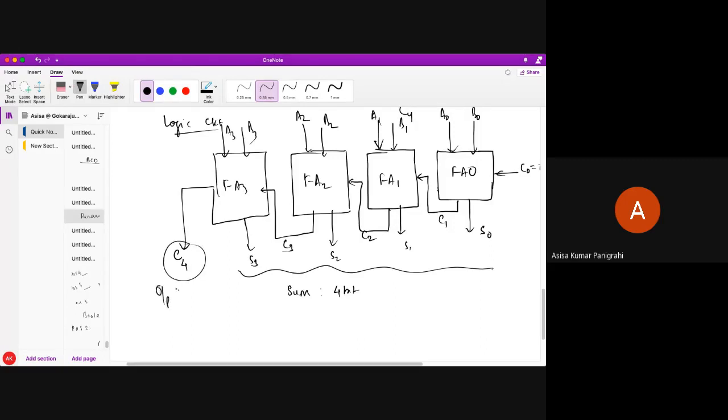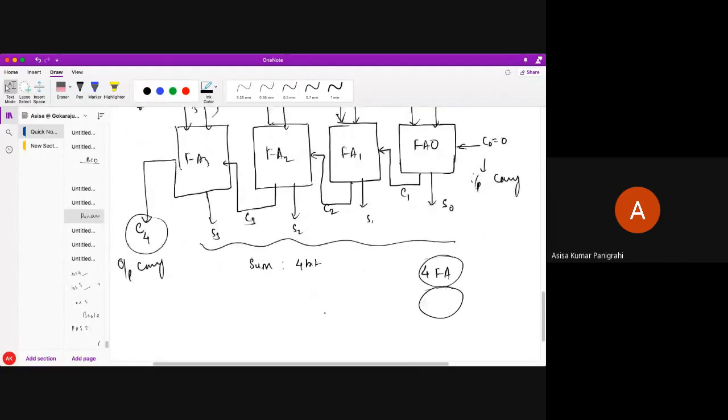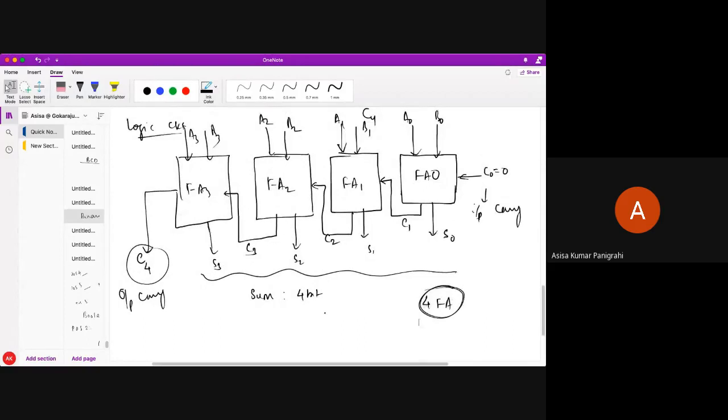This is output carry, and this is my input carry, because I am taking them as full adders, all full adders. So this is actually the design using 4 full adders. Now the question has been asked to you how to design it using 1 half adder and 4 full adders. What you need to do? Very simple. You just have to replace this full adder with a half adder by removing this carry.